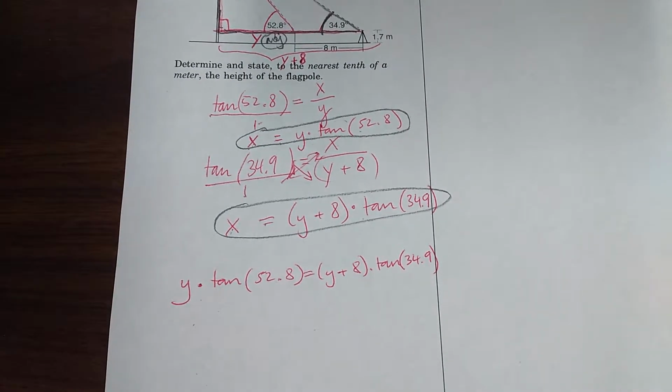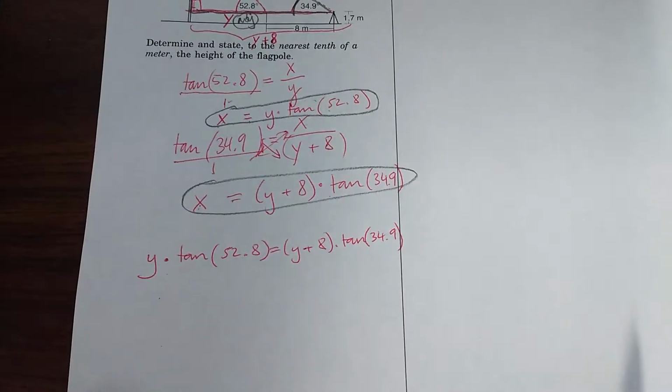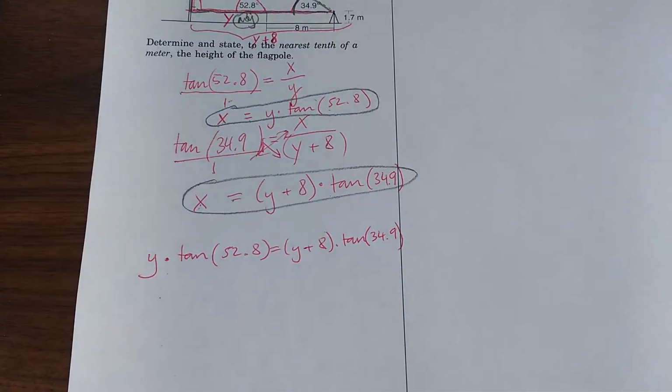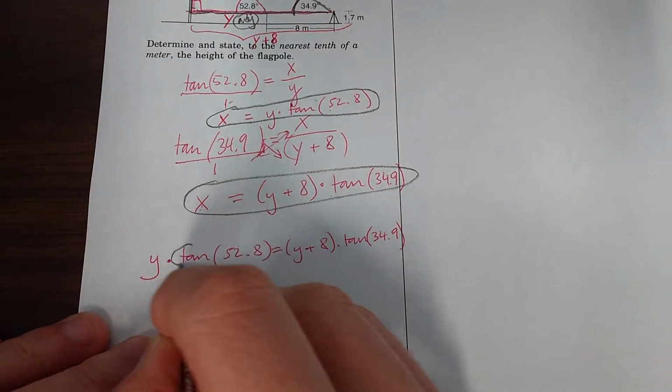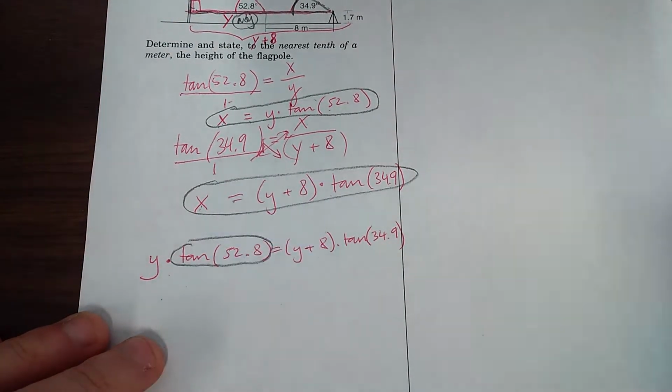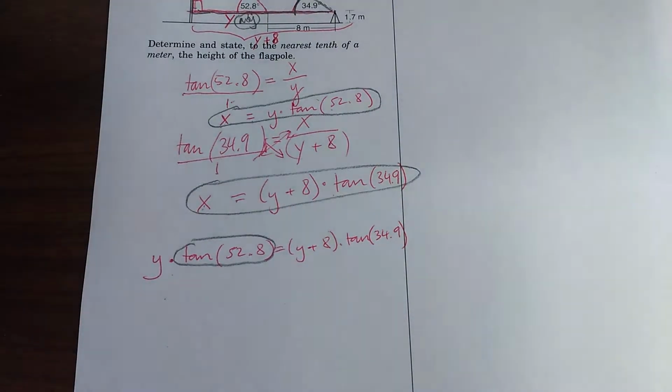Okay, and now let's do this. So we're going to need to try to get Y by itself, right? Which seems to be a little bit tricky at the moment. So what we're going to do is we're going to figure out how much is tangent of 52.8. So we're going to put that in a calculator.